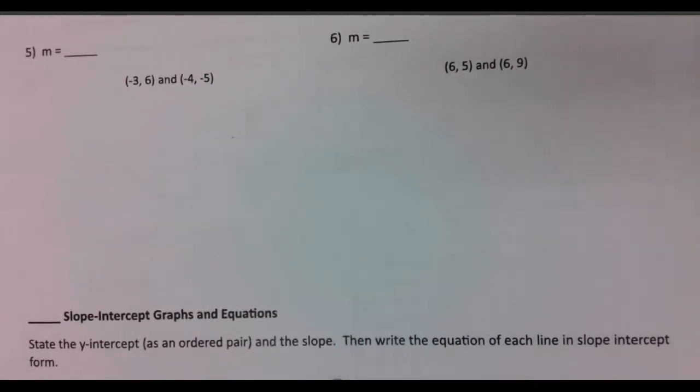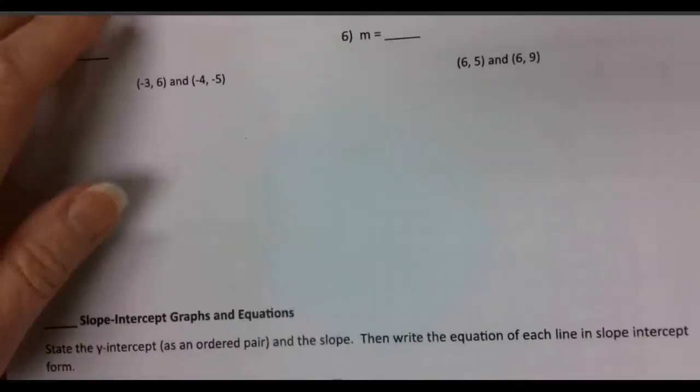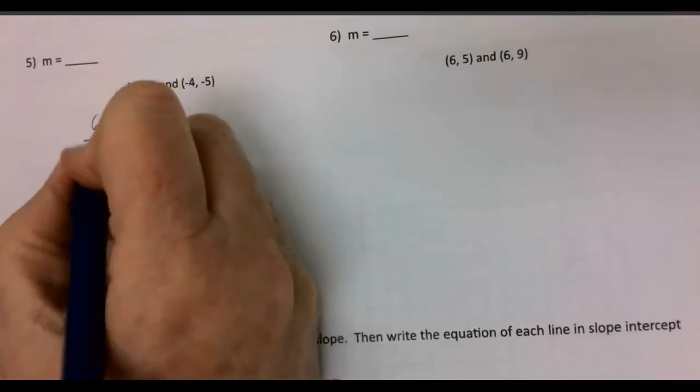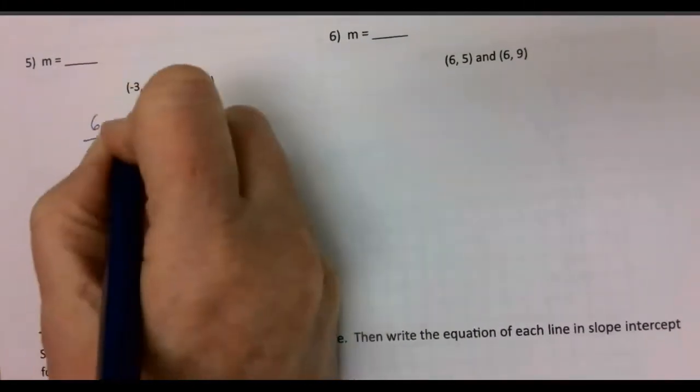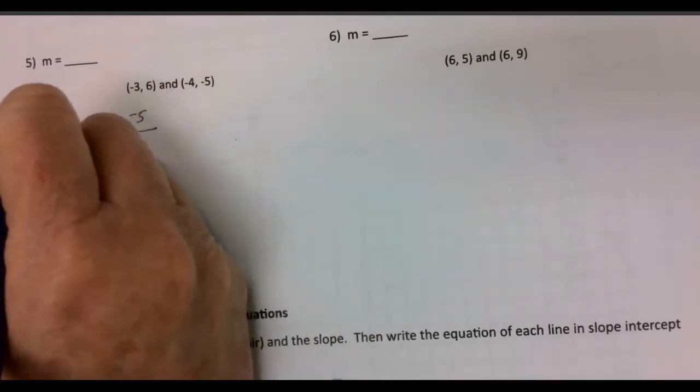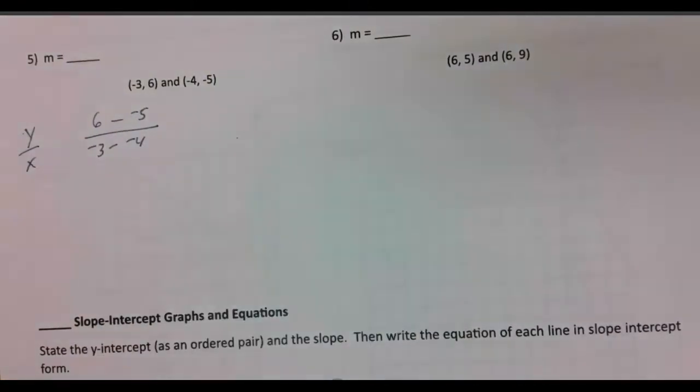Okay, good. On the next page, we're going to find slope given 2 points. So if I am given 2 points, I'm going to subtract my y. So I'm going to take 6 and -3. I'm going to take -5 and -4. It has to be change in y over change in x.